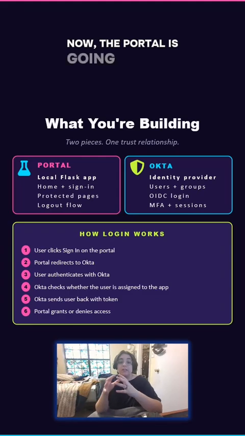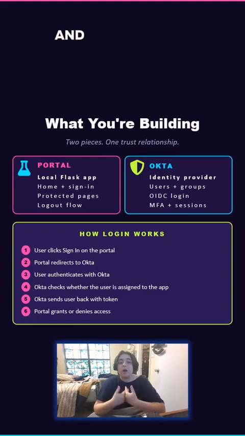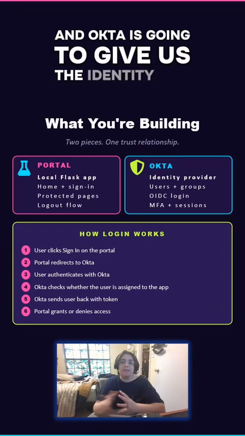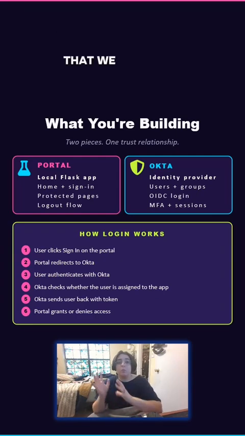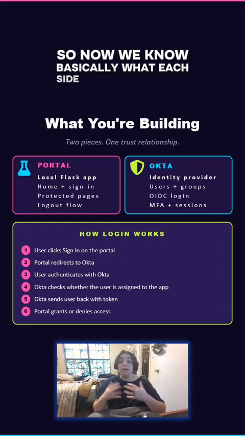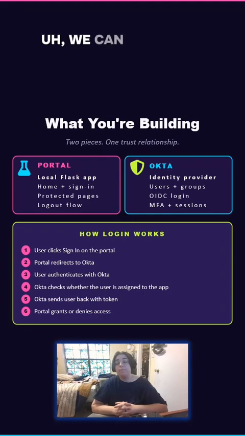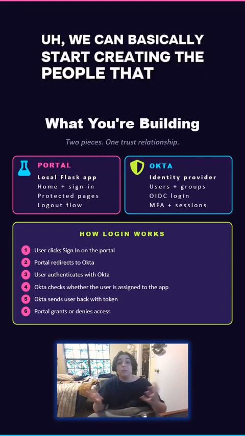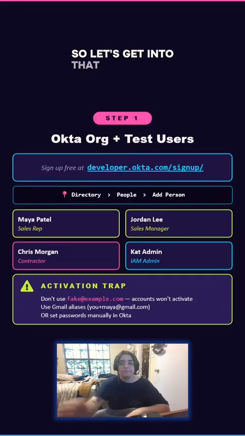Now, the portal is going to give us somewhere to test this, and Okta is going to give us the identity and access logic that we will need to make it possible. So now we know basically what each side is responsible for, we can start creating the people that Okta will be checking. So let's get into that.